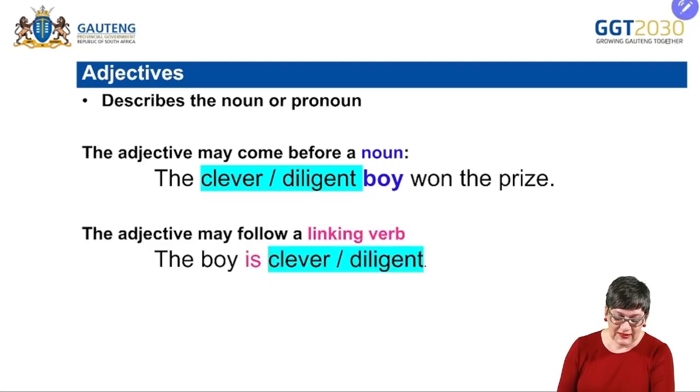But the adjective can also follow a linking verb. Look at the sentence, "The boy is clever or diligent." Even though it's standing there, it is still describing the boy. So be careful when you read the sentence and try to find first your noun or your pronoun, and then figure out which word is describing your noun or your pronoun.